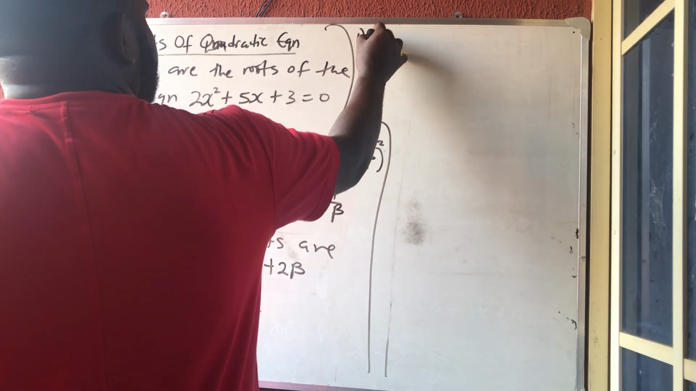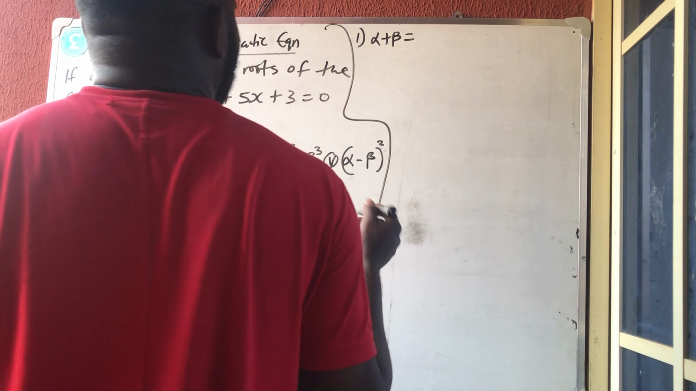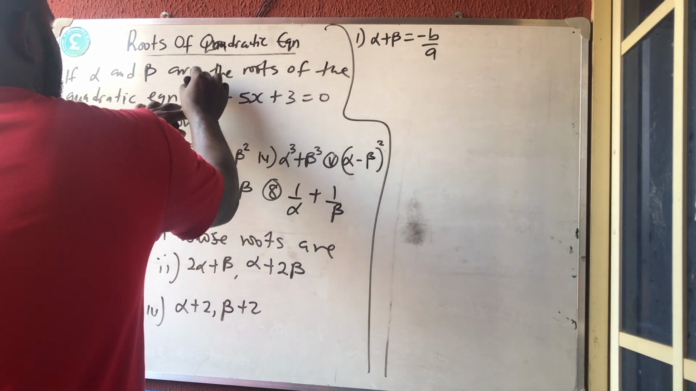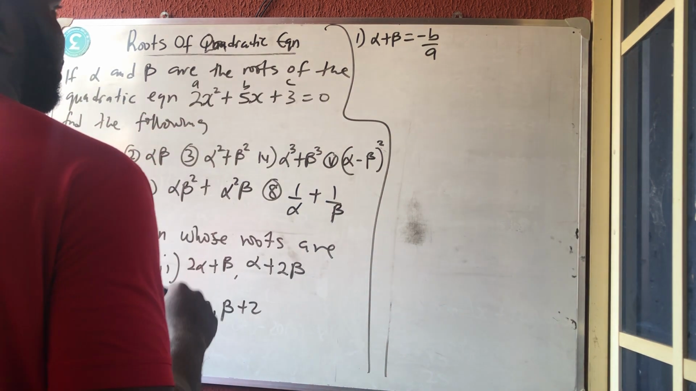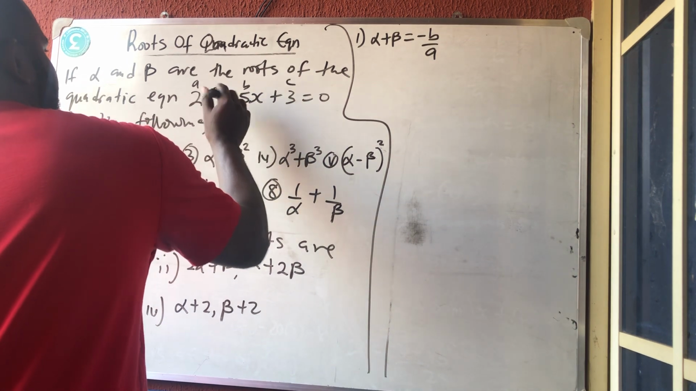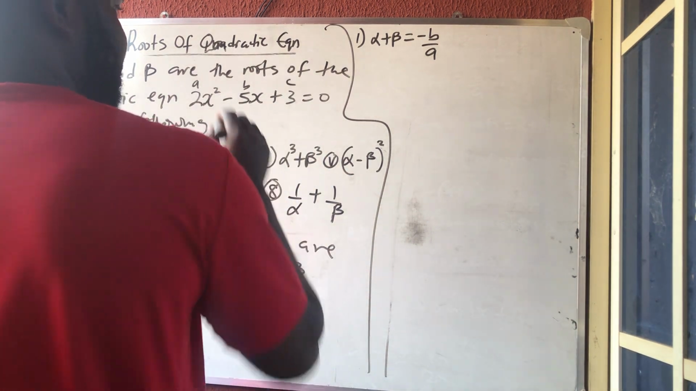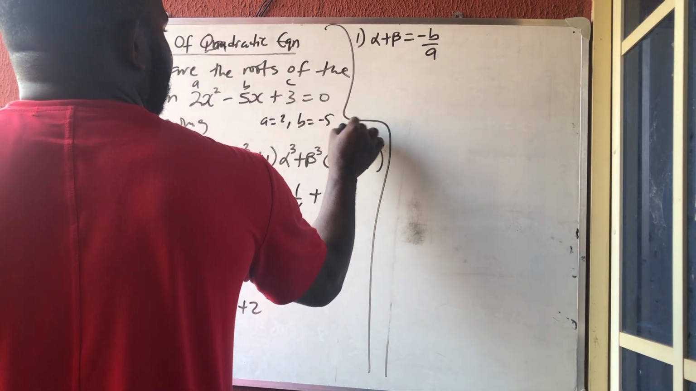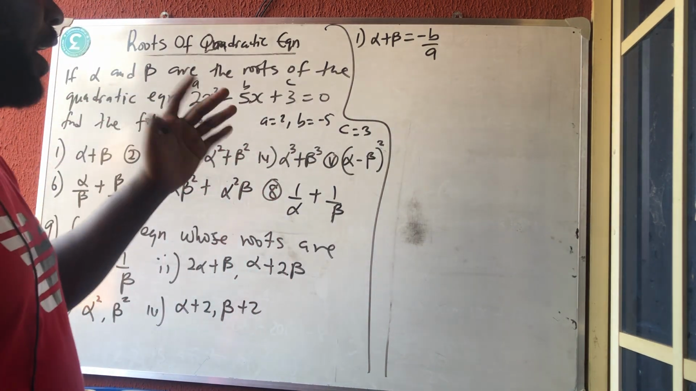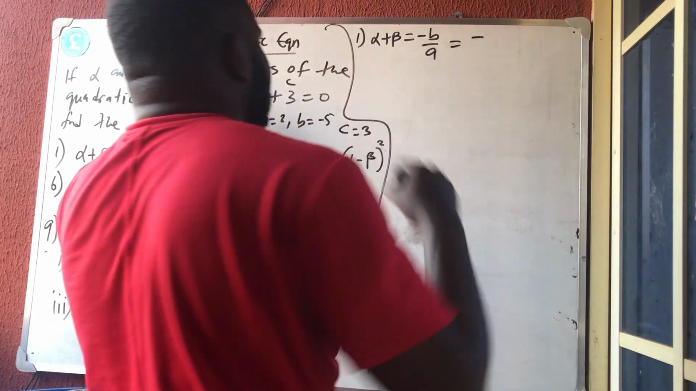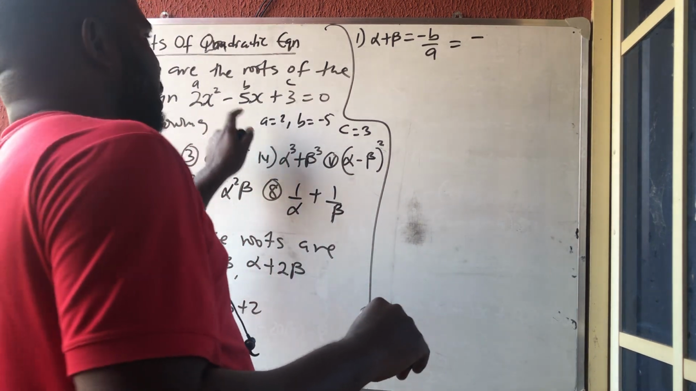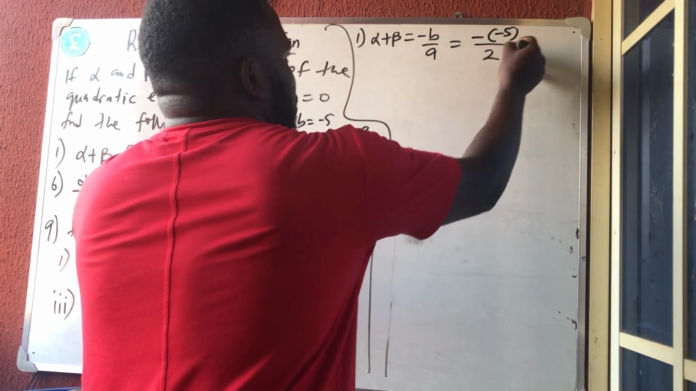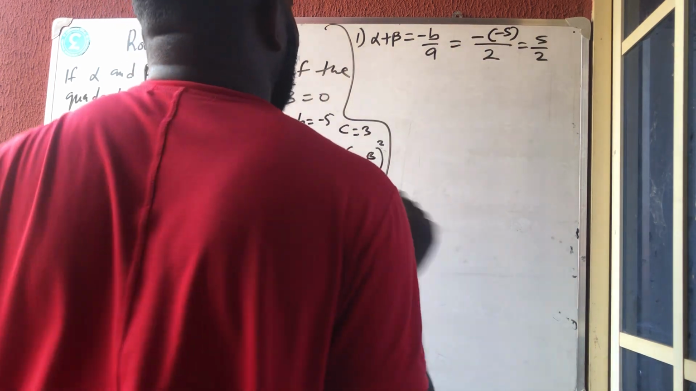The first one is alpha plus beta, and the formula for alpha plus beta is simply minus b over a. You have to name your a, b and c. Let's change this place to minus, so that you don't make a mistake. So my a is 2, my b is minus 5, and my c is 3. I have the original minus here, so I now put minus 5 over 2, which is 5 over 2. I'm done with that.